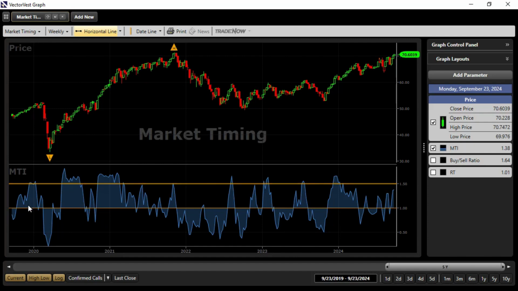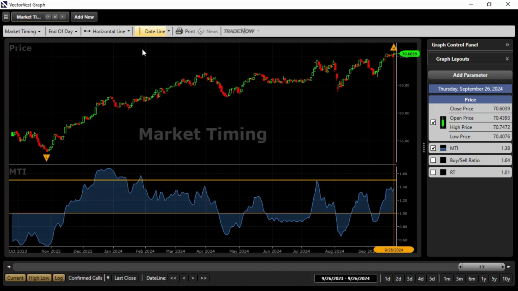So the concept here is as the MTI approaches that level of 1.50, I know I'm closer to the end of the uptrend than I am the beginning, and the upside potential is becoming relatively limited compared to the risk of a reversal. So when we're approaching these levels, you'll hear us talking about a market that's looking toppy, where downside risk is overtaking further upside potential.